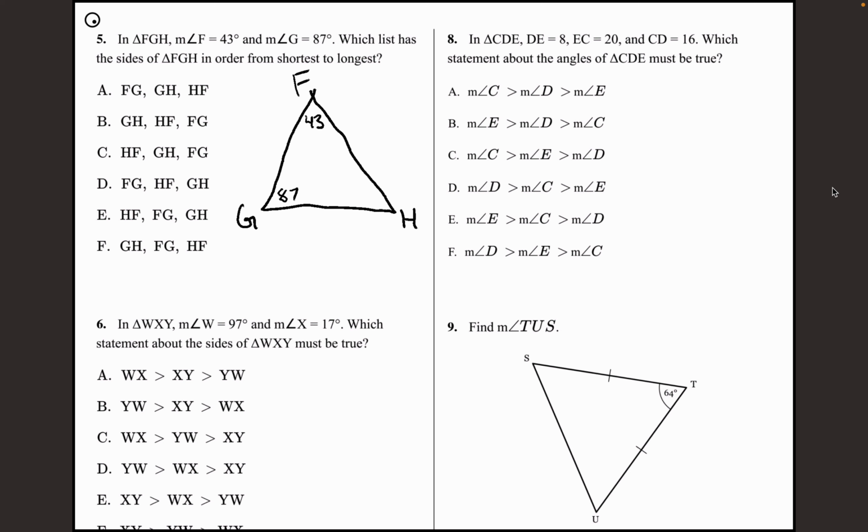All right, so go ahead and mark that, okay? Where we have our angle 43, we have our angle 87. And then how can we solve for angle H? Yeah, we add the angles together and subtract it from 180. So do 43 plus 87 plus x equals 180. What do we get?